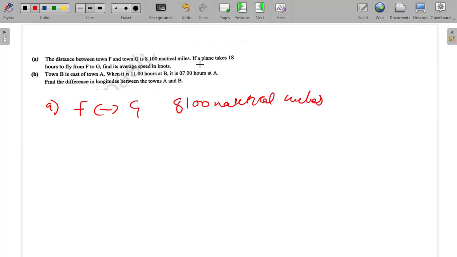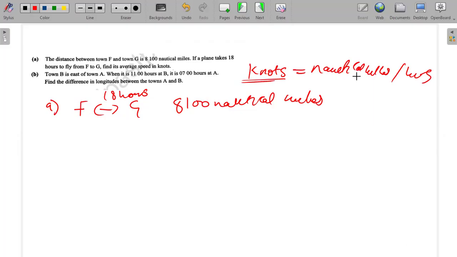The plane takes 18 hours to fly from town F to town G. Find the average speed in knots. So what does this knot stand for? When you see knot, it means that it's in nautical miles per hour. That's what knots stand for: nautical miles per hour.